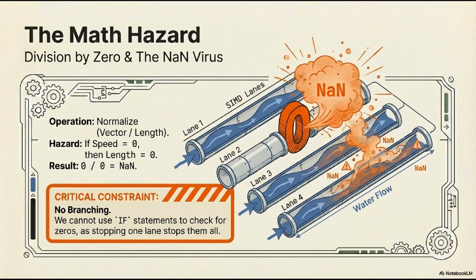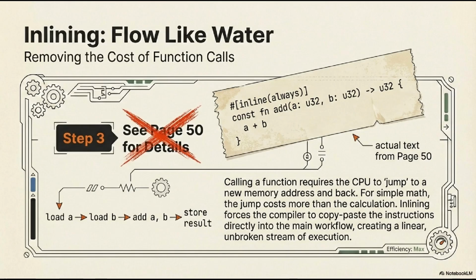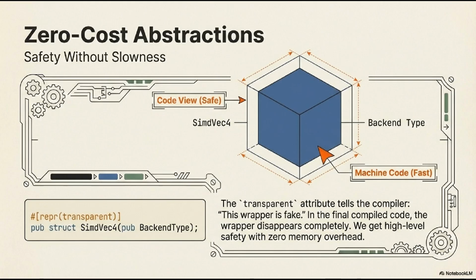No NaNs are created. But wait, the result for the bad lanes is now wrong. Right. We divided by 1.0, but the real length was 0. The answer for those lanes is complete garbage. It is complete garbage for those specific bad lanes, and the computer knows this. So, step 5, the final blend. We look at our original mask one last time.